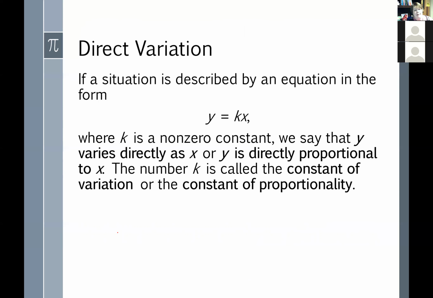Okay, so if you have a situation that's described by an equation in the form y equals k times x, so you have two variables, y and x, and the only difference in those variables is a factor of k. K is a non-zero constant, and we say that y varies directly as x or y is directly proportional to x. So if your variables are on the same level and they only differ by a constant, that's direct variation. And k is the constant of variation or the constant of proportionality.